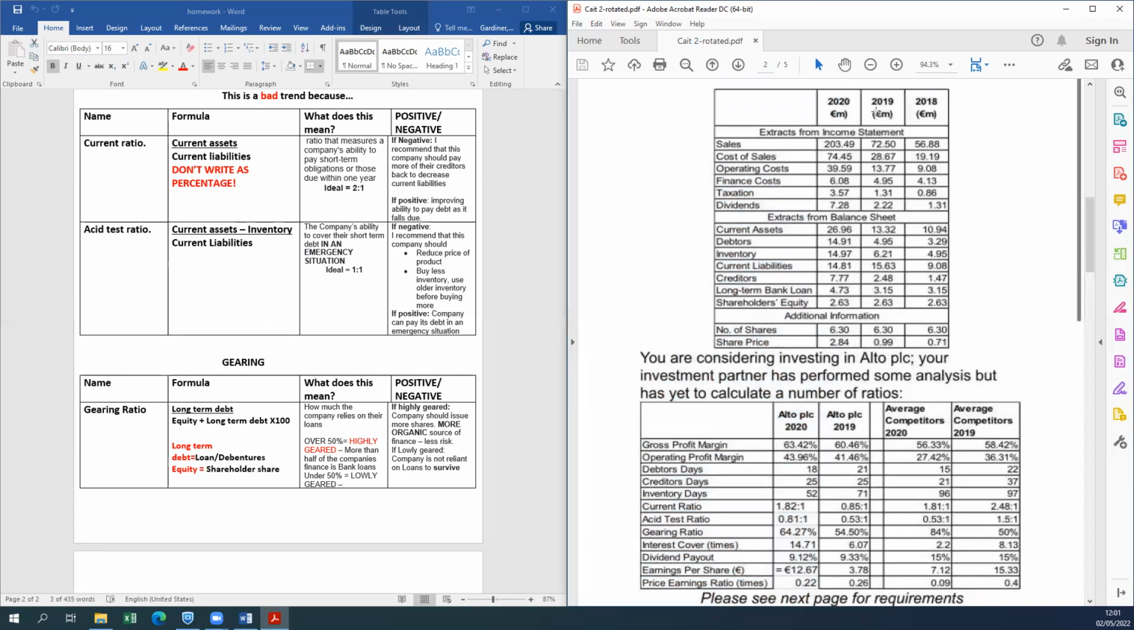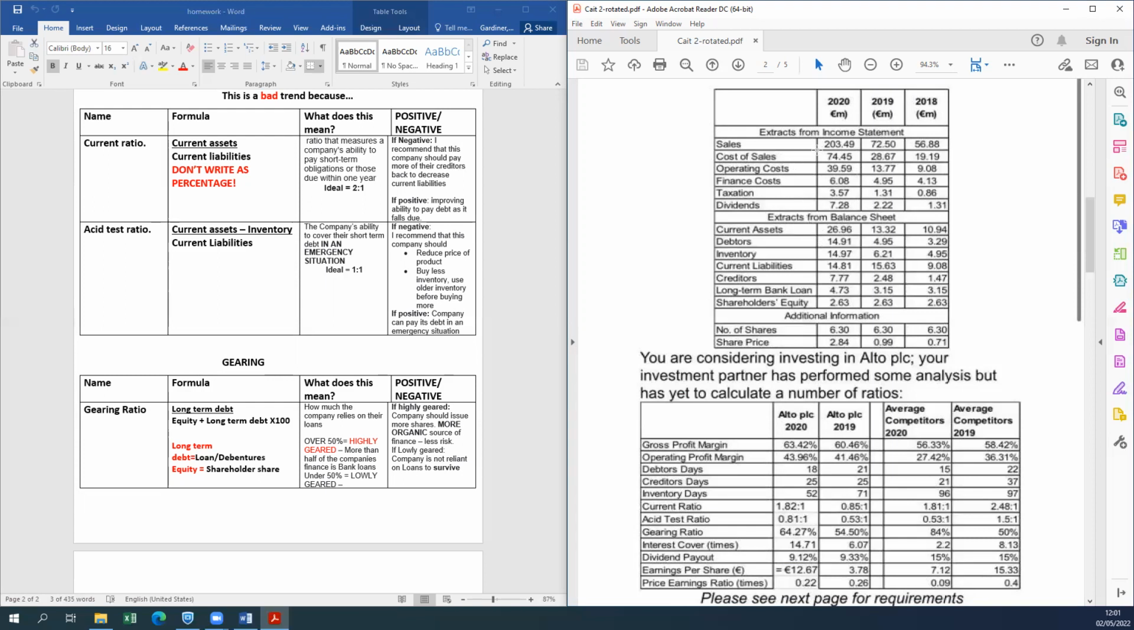Things to look out for. 2019 last year, 2020 this year, the sales have almost tripled, right? So obviously with the sales almost tripling, the cost of sales has to triple as well, and so will the operating costs. Look at this, financial costs is doing really well. It's not even tripled. It didn't even double. You're seeing it all makes sense.